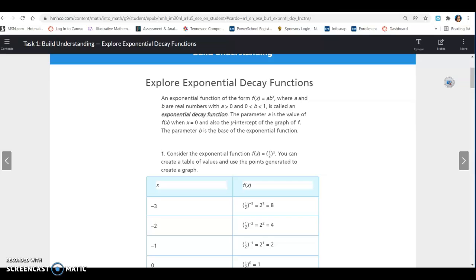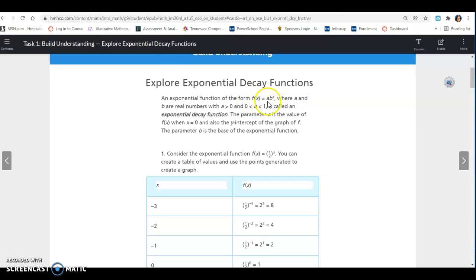An exponential function of the form f of x equals a b to the x power, where a and b are real numbers and a is greater than 0 and b is between 0 and 1, is called exponential decay. The parameter a is the value of f of x when x equals 0 and also the y-intercept of the graph. The parameter b is the base of the exponential function.